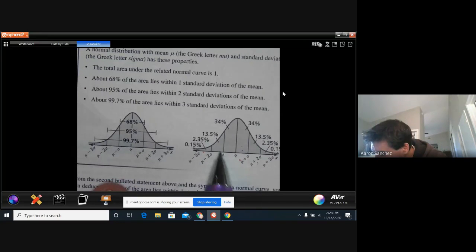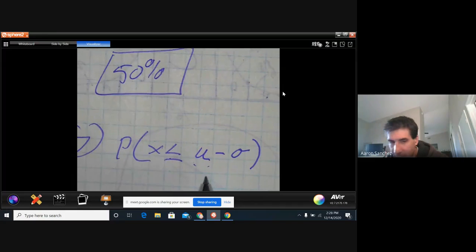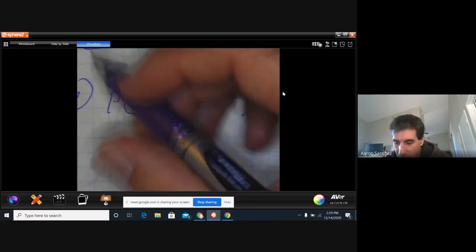So it's going to be 0.135 plus 0.0235 plus 0.0015. And I'll write that out in just a second. But basically, I'm going to add this area plus this area plus this area, because it's everything less than that. So let's add them up. And then I'm going to have you guys add it up for me.